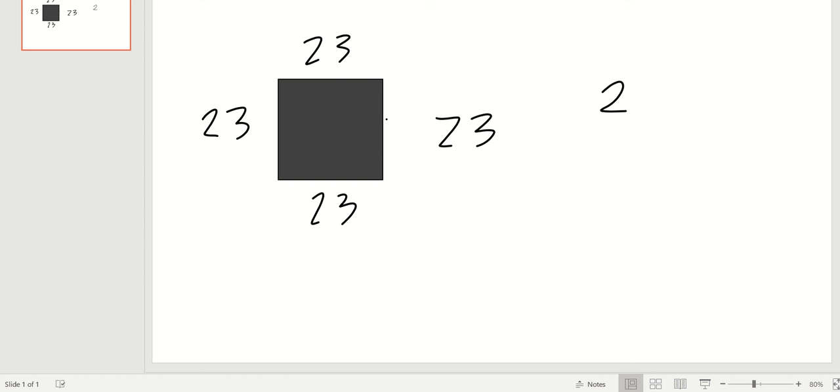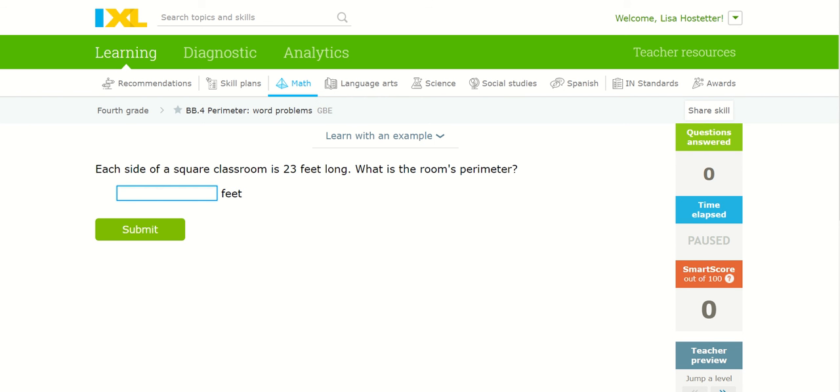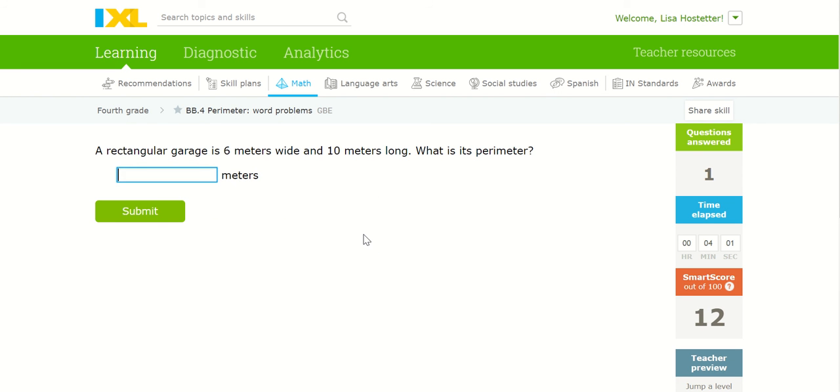Therefore, we can do it two ways. We can add 23 four times, or we can do it the quicker way and multiply 23 times 4. 4 times 3 is 12. 4 times 2 is 8, plus 1 is 9. So the answer is 92 feet. And there we go.